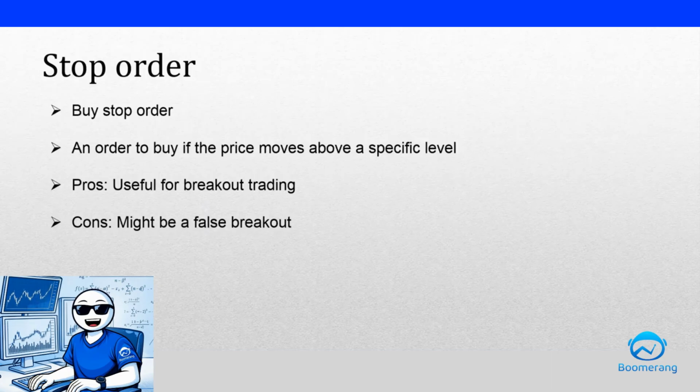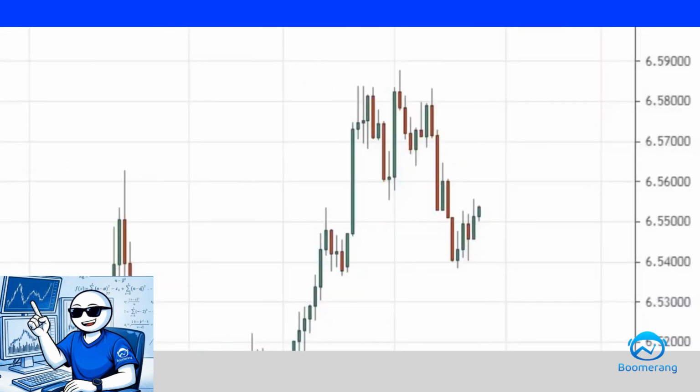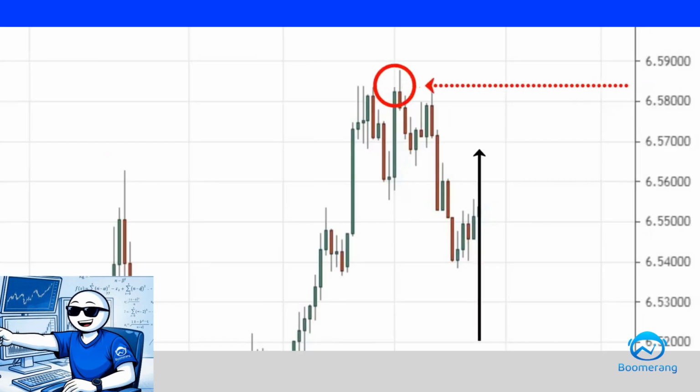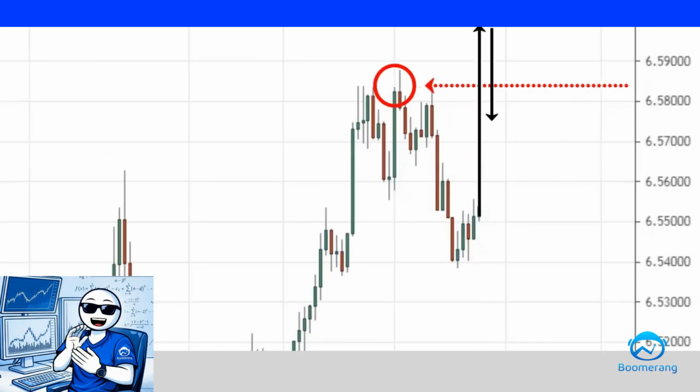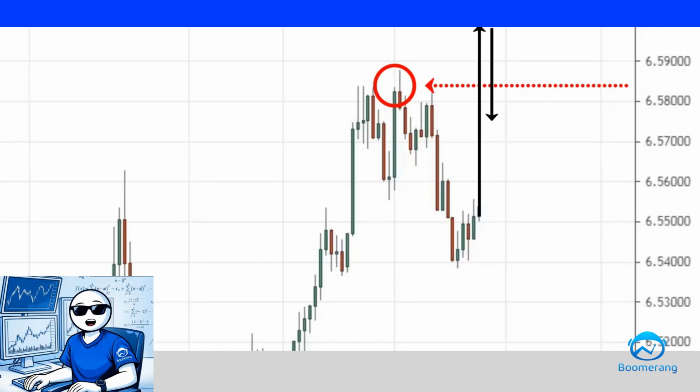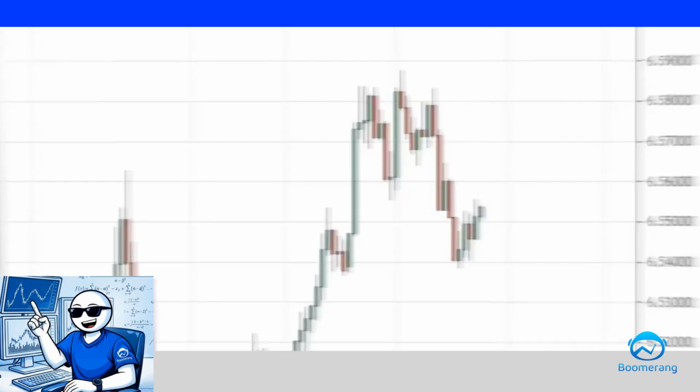So again, what could happen is that, let's say, the dollar against the Chinese yuan. This is the highs, price will go up, break out, and then boom, reverse. This is possible as well. Anything can happen in the market. So this is one possibility that could happen if you are using a buy stop order to enter a trade.